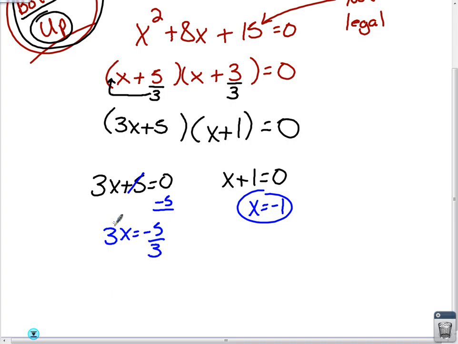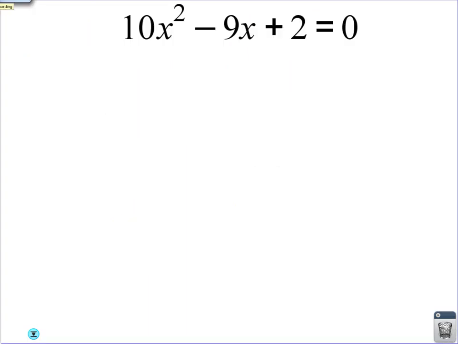Multiply by 3 turns into divided by 3. Mark it out. So x is negative 5 thirds. Here we go. 10x squared minus 9x plus 2. Brianna, one more time. What do we do first?